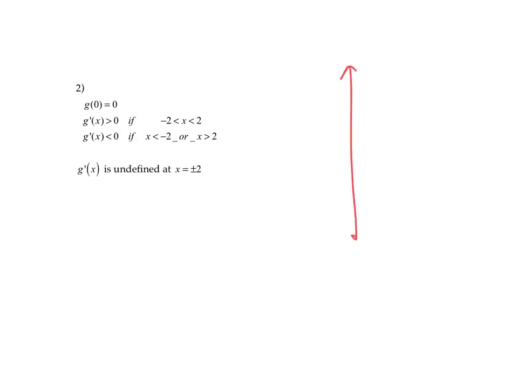For the next function, let's start off with the xy axis again. Remember, we're graphing the function and not its derivative. In this case, we have g of 0 equals 0, so it's going to go through the point 0, 0.